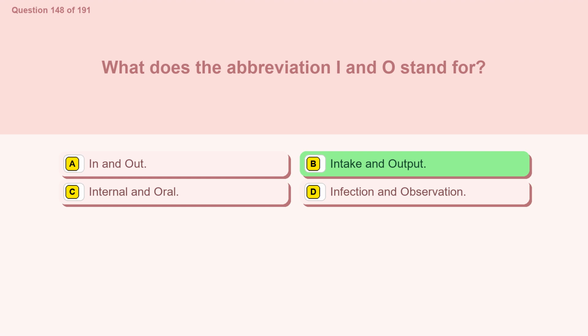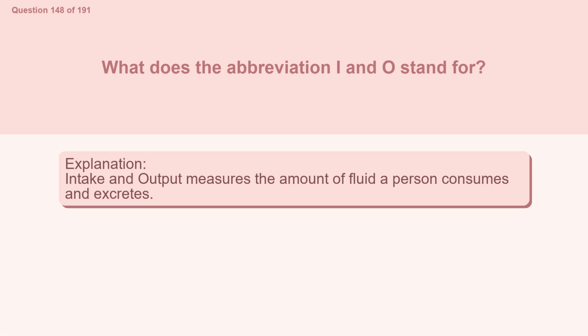The correct answer is option B, intake and output. Intake and output measures the amount of fluid a person consumes and excretes.